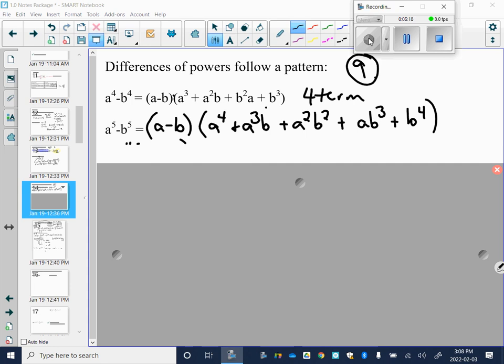Continuing on the page, if you look at point number 9 in your textbook, it talks about how differences of powers in fact always follow a pattern. And so if something has 4 terms, then we would go a minus b if it's a difference. And then look what happens to these powers here.